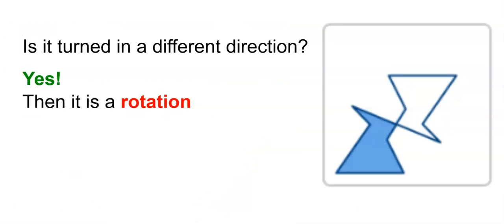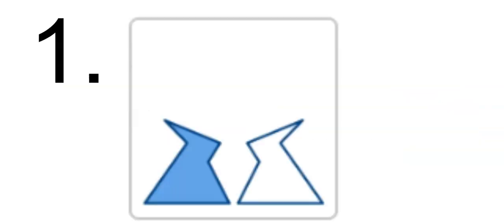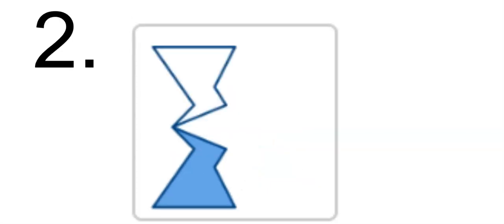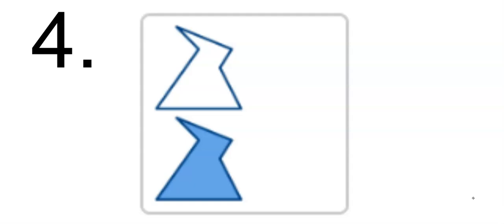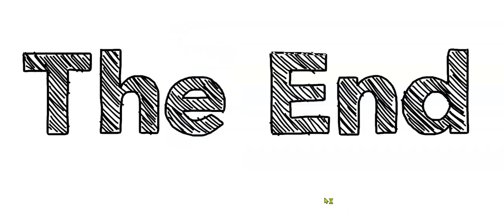Let's take a look at a few more. This one is a reflection. It has a line of symmetry here. This one is also a reflection. It has a horizontal line of symmetry. This one is a rotation. And this one is a translation. Those are the 3 rigid motions of transformations.